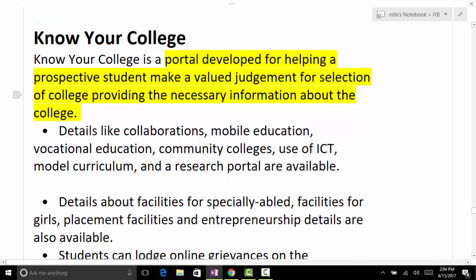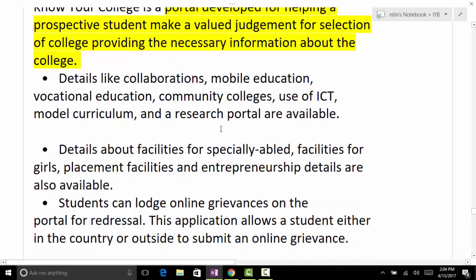So helping a prospective student to make a valued judgment for selection of college, providing the necessary information about the college, to which it is affiliated, any collaboration, international collaboration or not, because there are so many misguided advertisements that come in the papers. Yes, right.